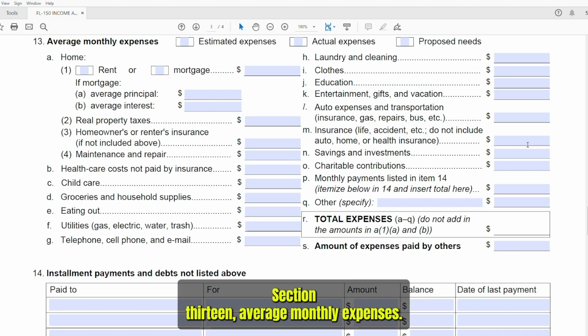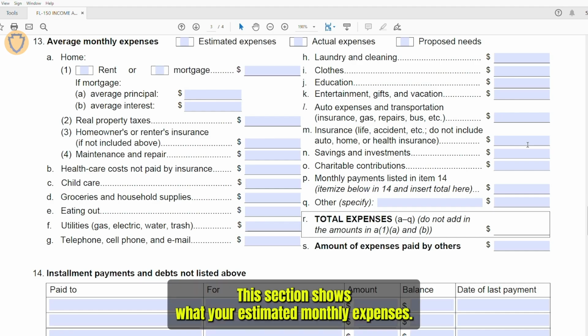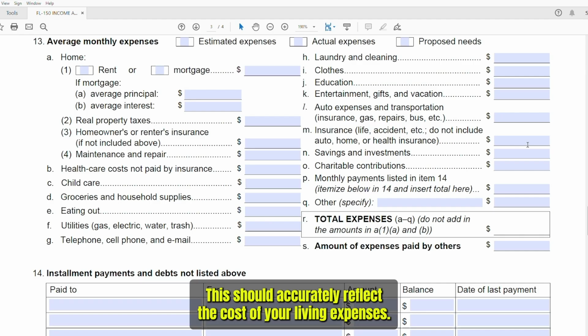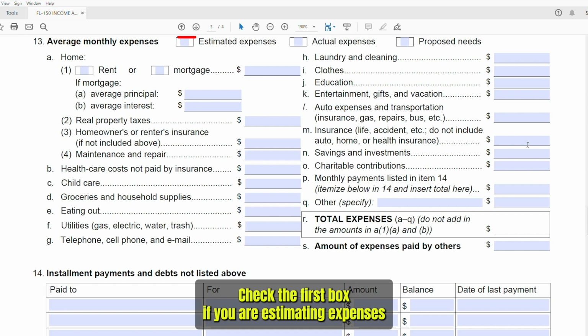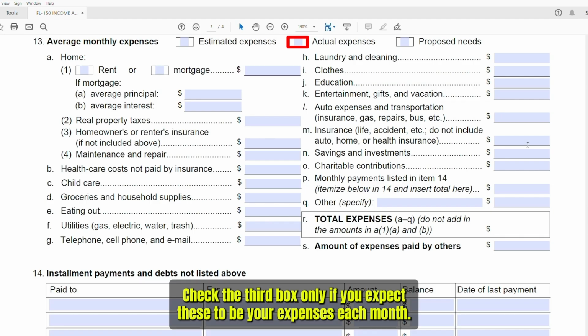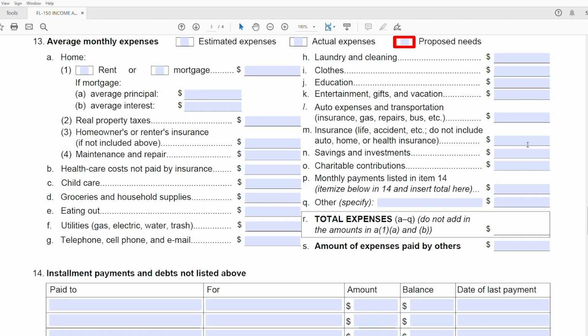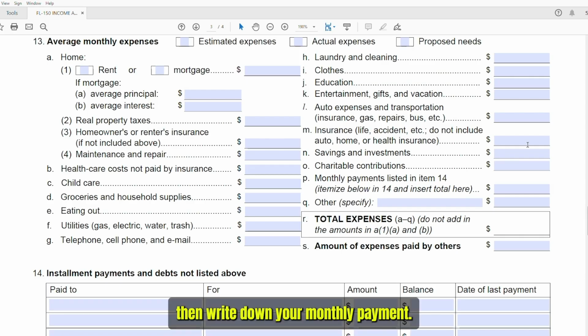Section 13, Average Monthly Expenses. This section shows what your estimated monthly expense is. This should accurately reflect the cost of your living expenses. Check the first box if you are estimating expenses, or the second box if actual expenses. Check the third box only if you expect these to be your expenses each month. A1. Check the corresponding box if you rent or own your home. Then write down your monthly payment.